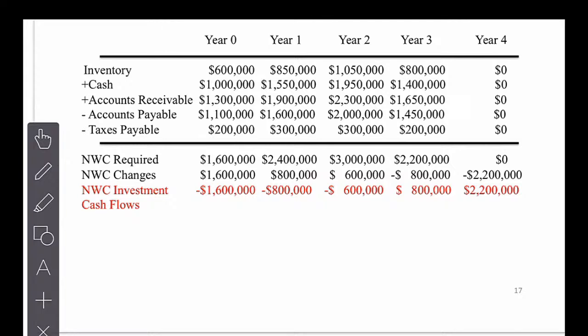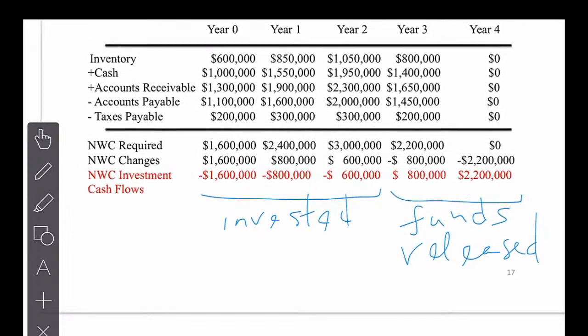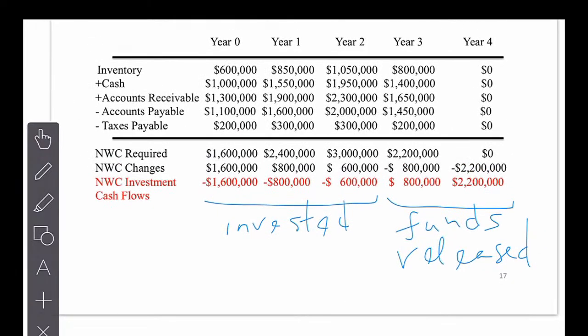So these are investments, and then these are funds released. Released back to the firm for their other projects. Whatever else they have up their sleeve, what they're doing. Ongoing operations. Okay.